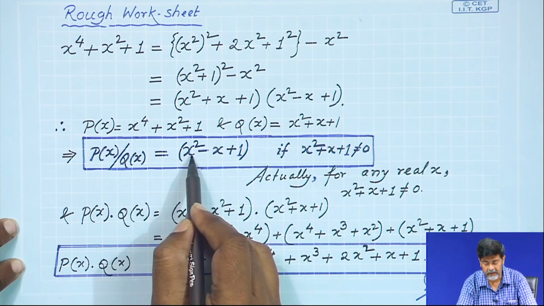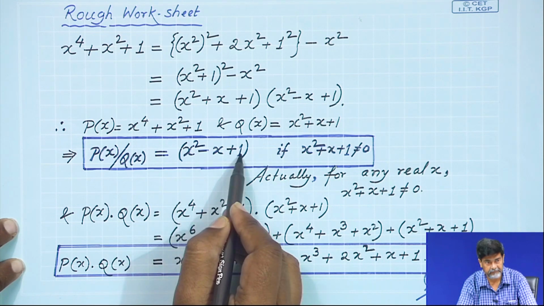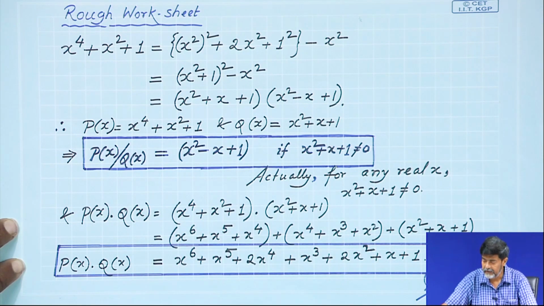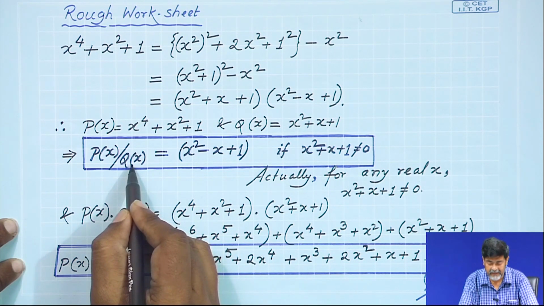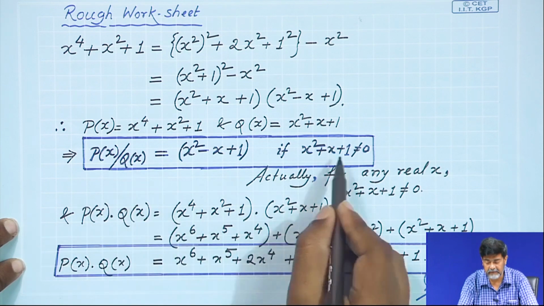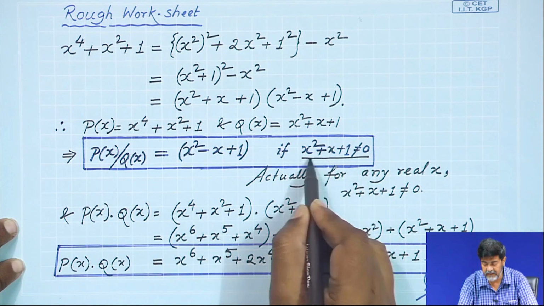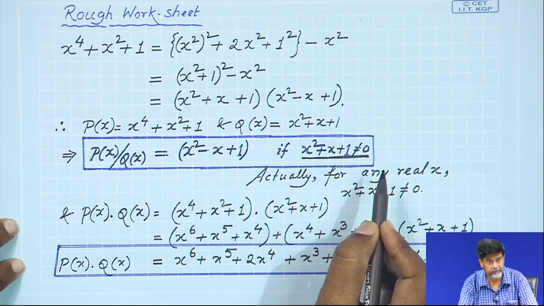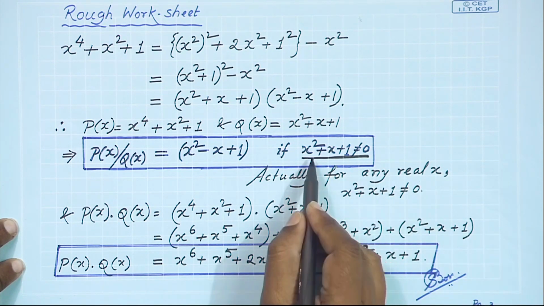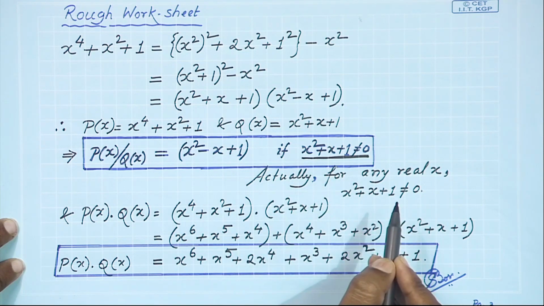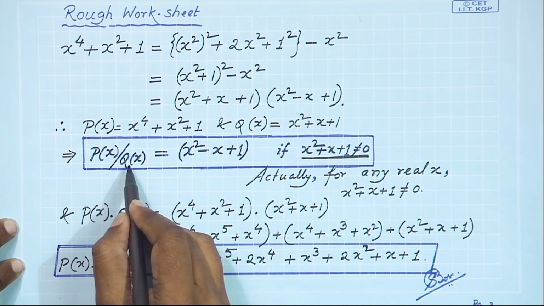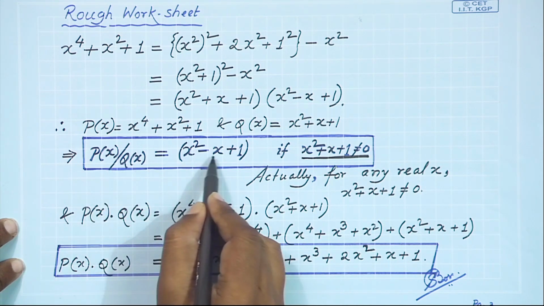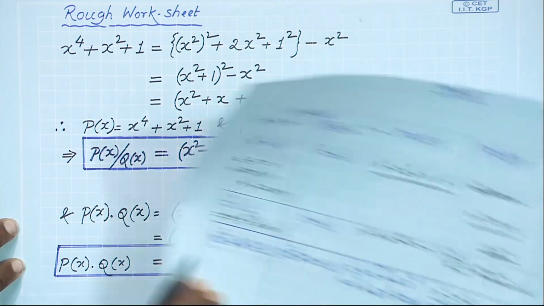Therefore, the quotient would be x square minus x plus 1, but the restriction should be there. In the denominator we have Qx, and Qx was x square plus x plus 1. Therefore, this expression should not be 0. Okay, sir. Actually, for any real number, this expression cannot be 0. I will show it in the next module. Therefore, Px by Qx will always be equal to x square minus x plus 1.